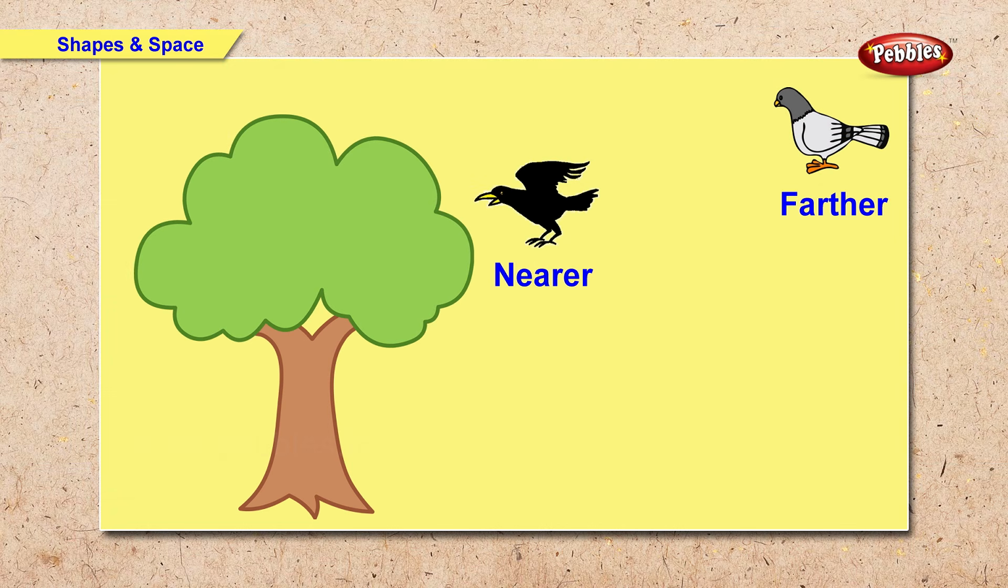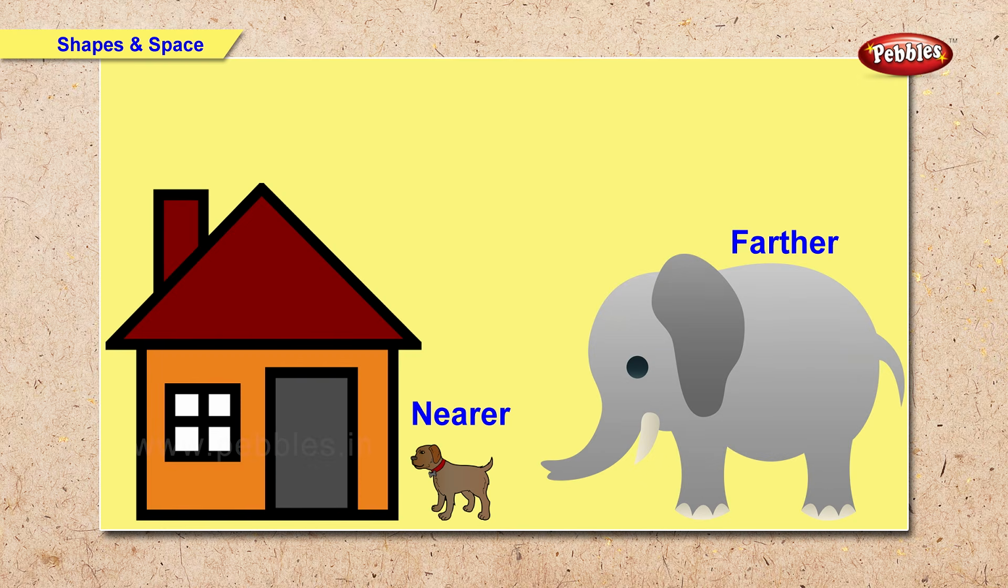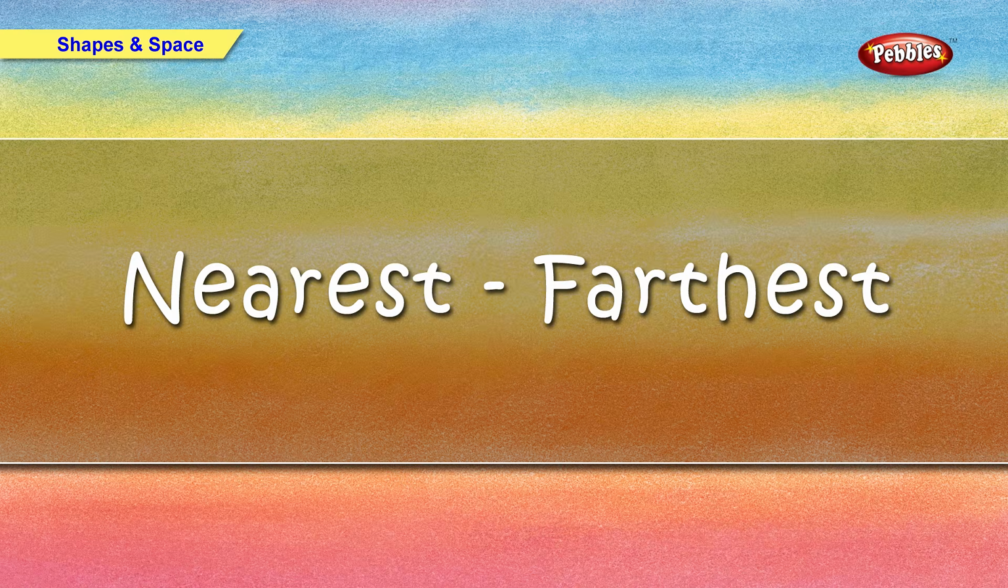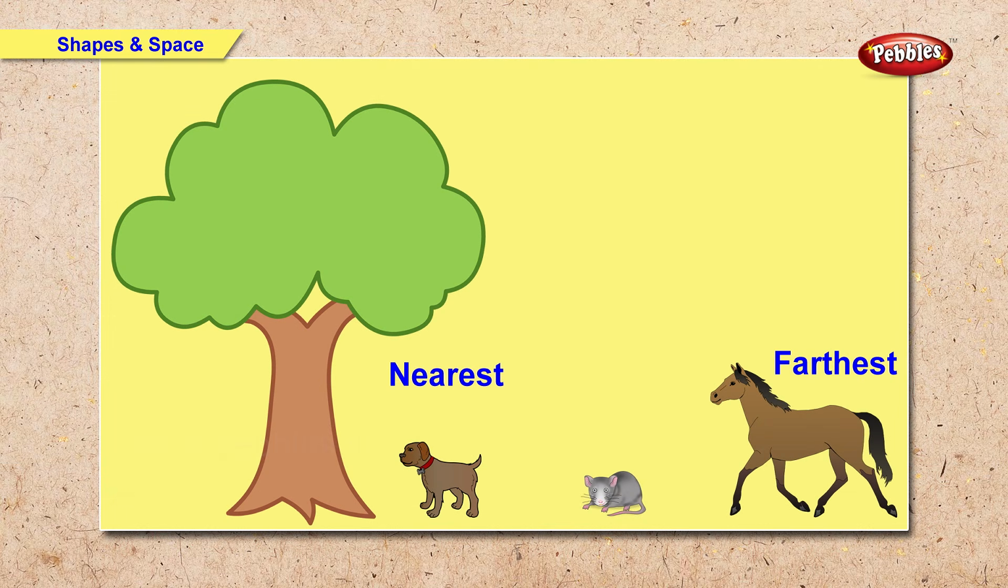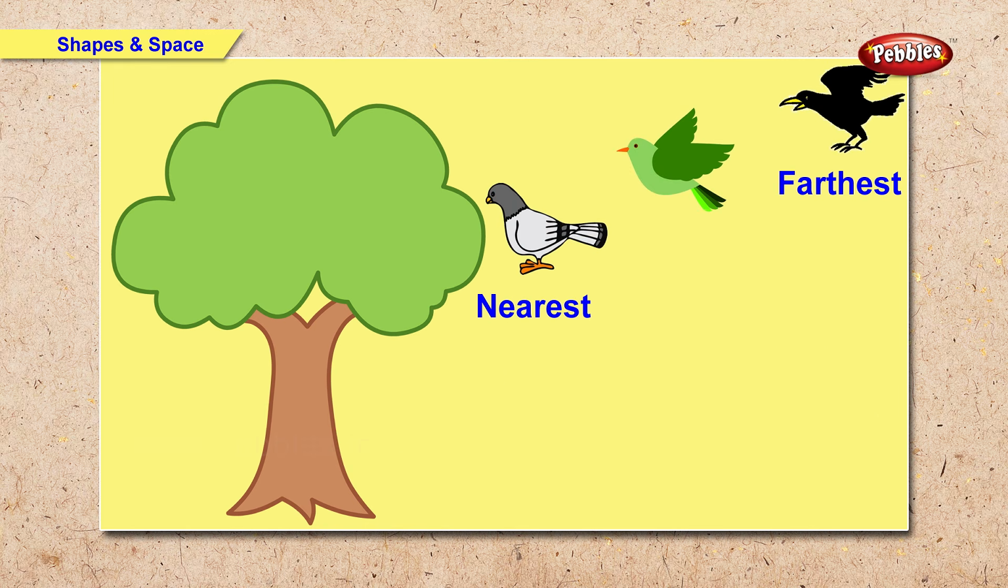Observe this picture carefully. The crow is nearer to the tree. The pigeon is further from the tree. In this picture, the dog is nearer to the house and elephant is further from the house. In this picture, the dog is nearest to the tree. In this picture, the crow is furthest from the tree.